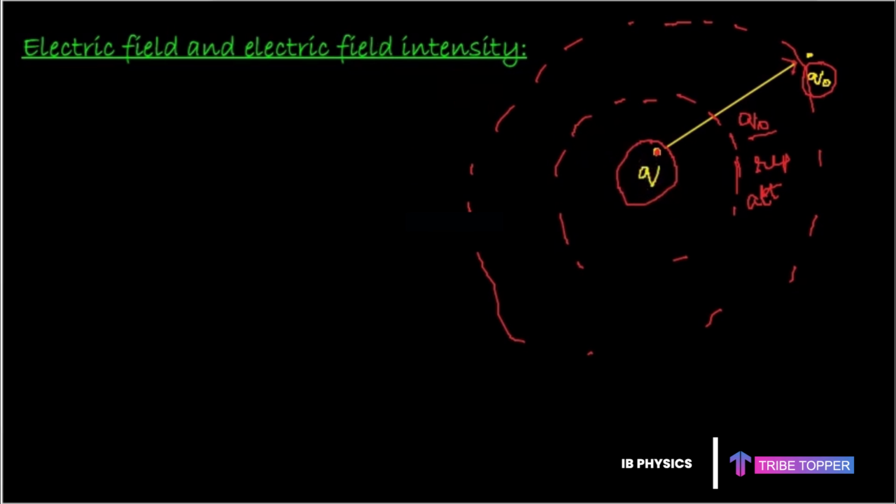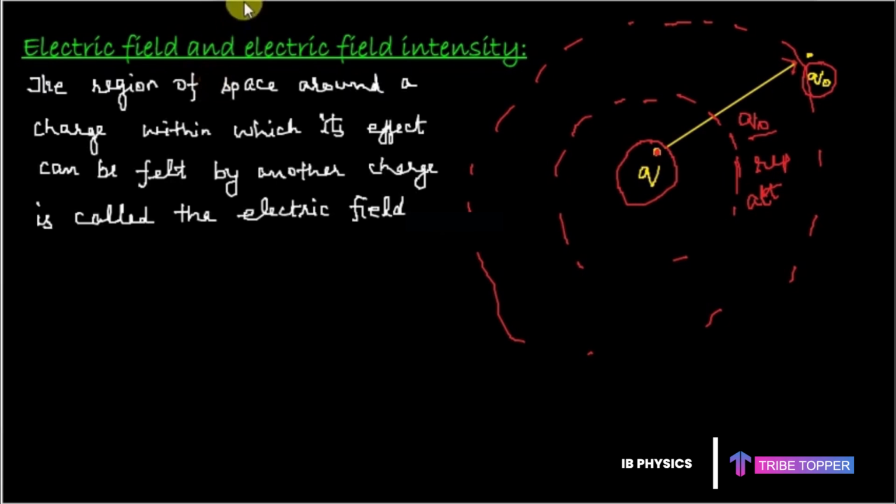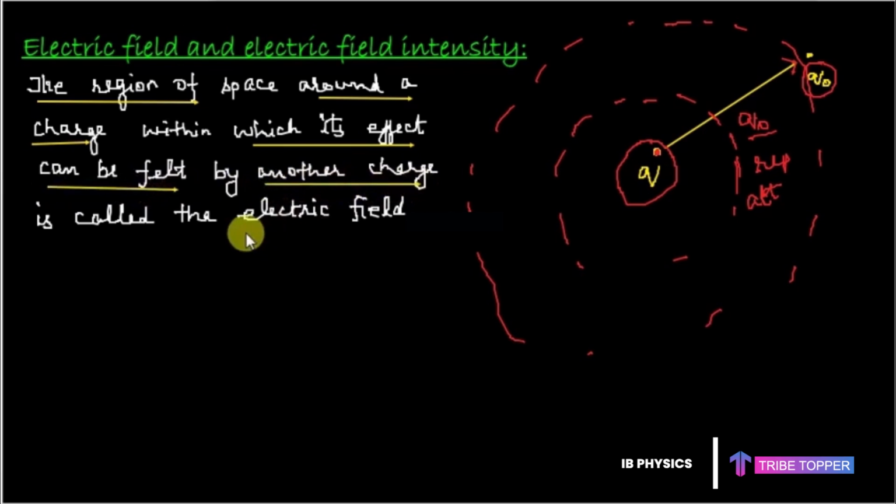So how can we define electric field? Thus you can define electric field as the region of space around a charge within which its effect can be felt by another charge. That means the other charge placed in a certain region around charge Q must experience a force of attraction or repulsion. Now, how can we find the electric field intensity?